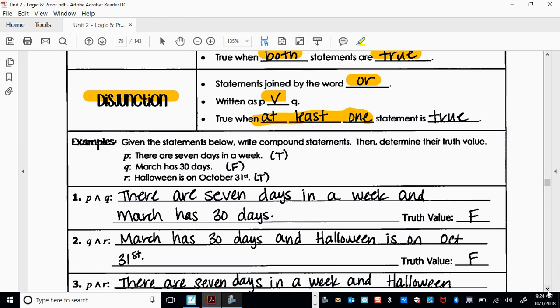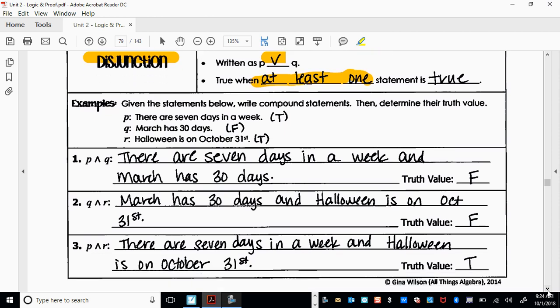All right, so these are a couple of examples of how we write them down. And every time you're given statements like this, P, Q, R, before you even connect them and try to find the true value, just make sure, is this statement true? So given the statement below, write a compound statement, then determine its true value. This one says there are 7 days and 7 weeks. Is that true?